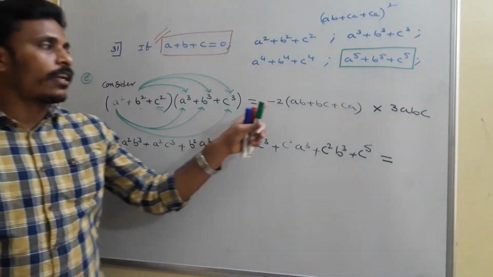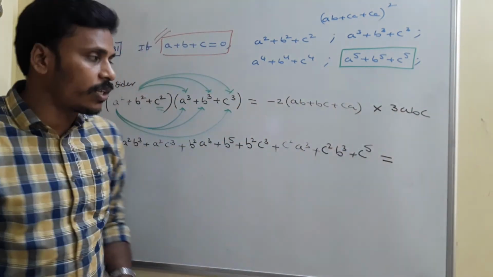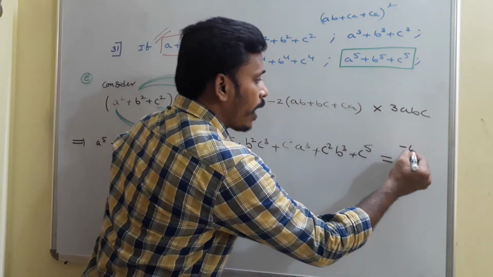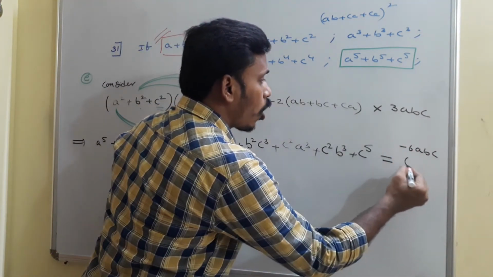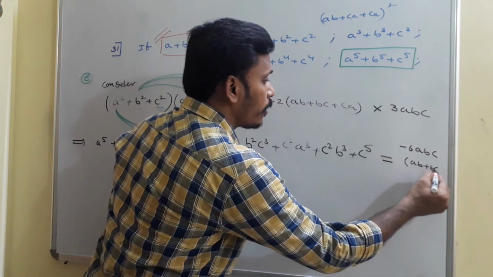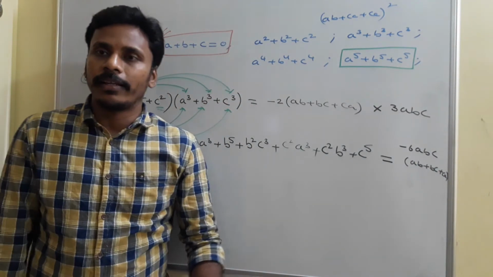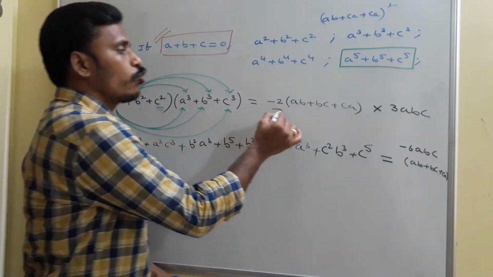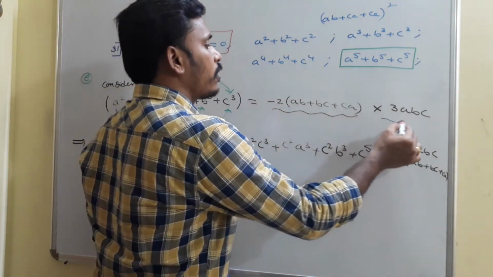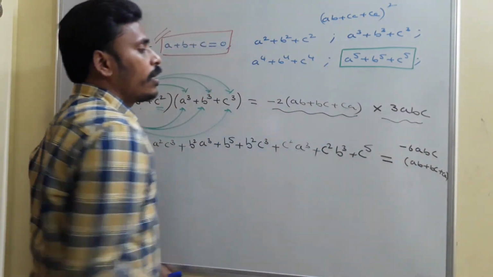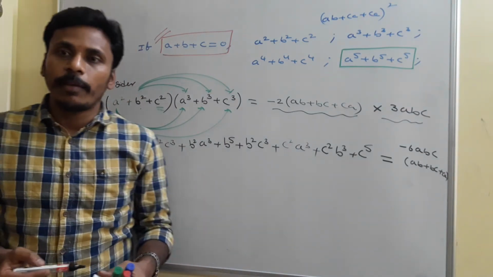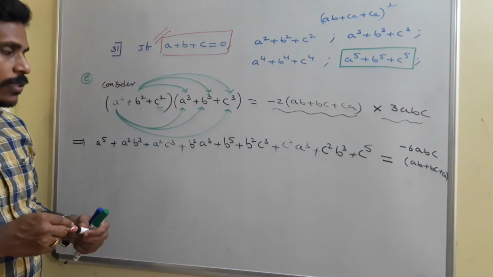This product is directly minus 2 into 3, which is minus 6. I will write here minus 6abc of ab plus bc plus ca. Just don't do any multiplication there, simply write that, that's enough. Minus 2 times of ab plus bc plus ca when multiplied with 3abc is directly minus 6abc times of ab plus bc plus ca.